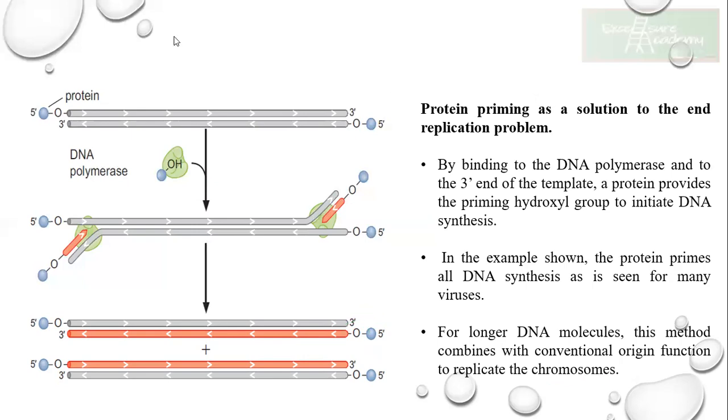Clear? Okay. One more thing you need to understand here is that in this case, the normal replication is not happening. It is not that only the end is being replicated. The entire chromosome is being replicated. Instead of having an RNA primer, before replication itself, they have started using protein priming and replicated the entire chromosome.